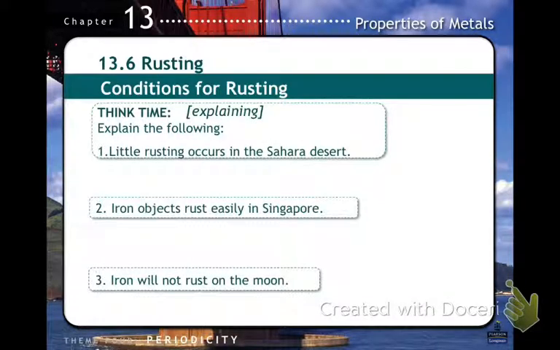Now, let's explain the following. Little rusting occurs in the Sahara Desert. Iron objects rust easily in water. Iron will not rust on the moon. Let's take 5 minutes, pause for a while, and think about how you would answer these questions. Okay, 5 minutes is up.